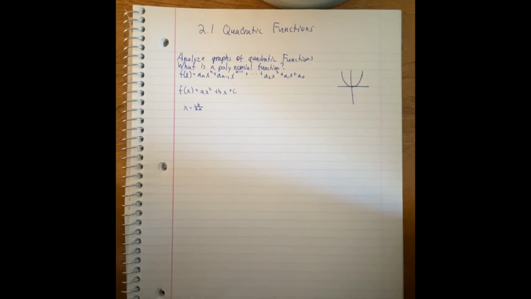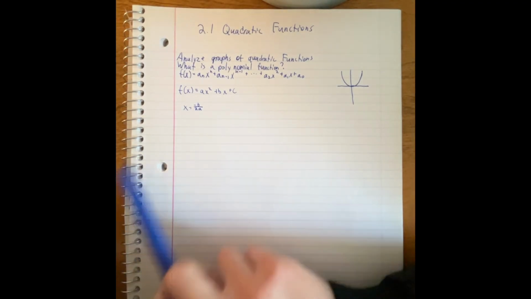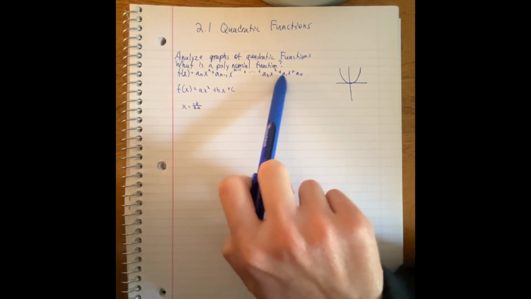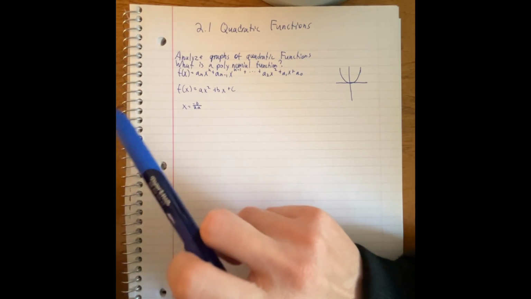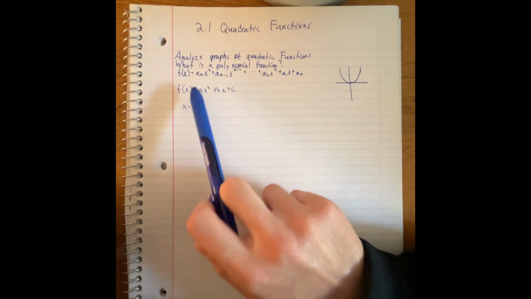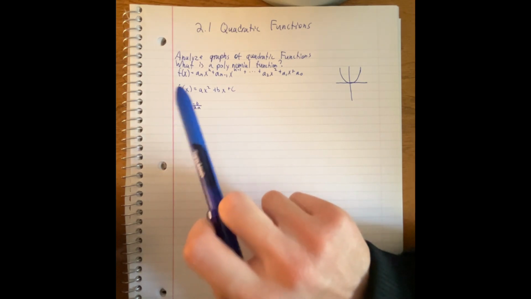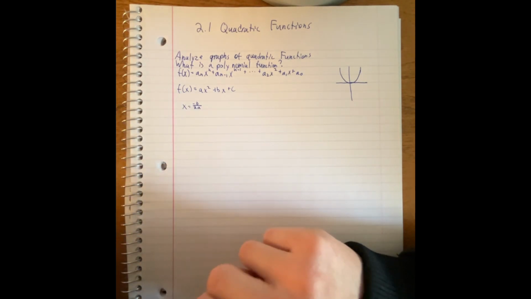So first, what is a polynomial function? A polynomial function is this equation right here. I'm not going to say it because I think it's going to take too long, but some restrictions we have here is that a subscript n cannot equal 0, and n is going to be a non-negative integer.